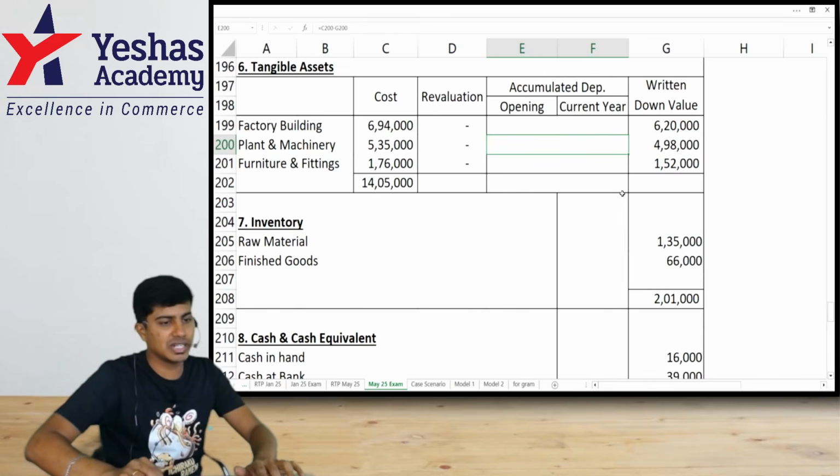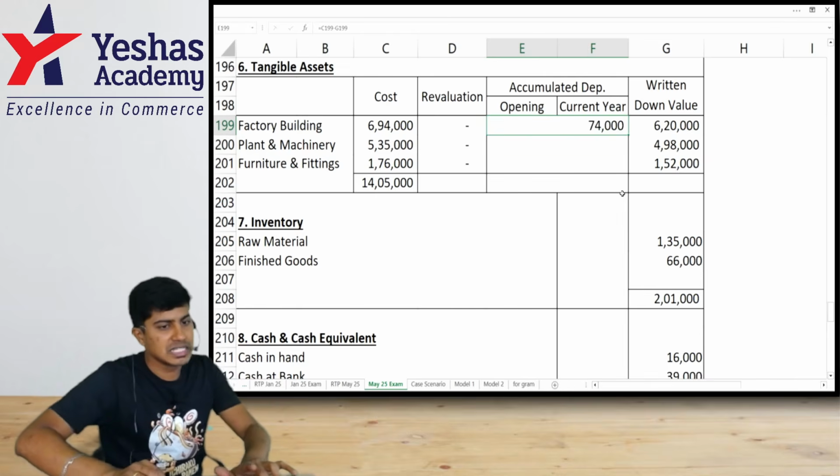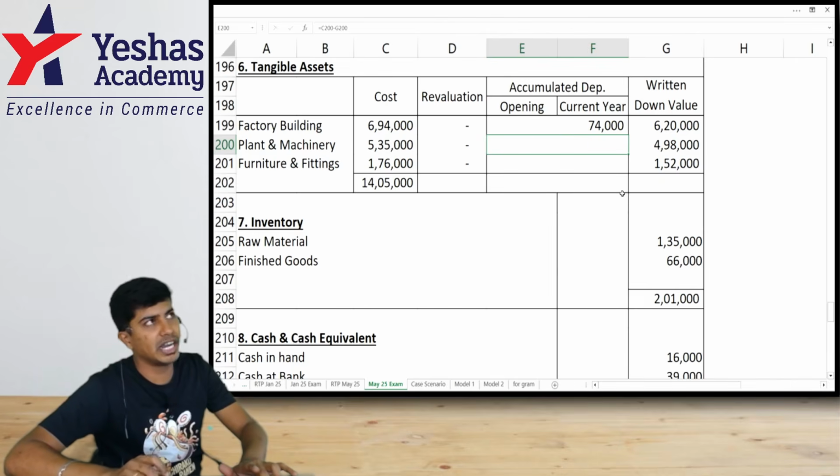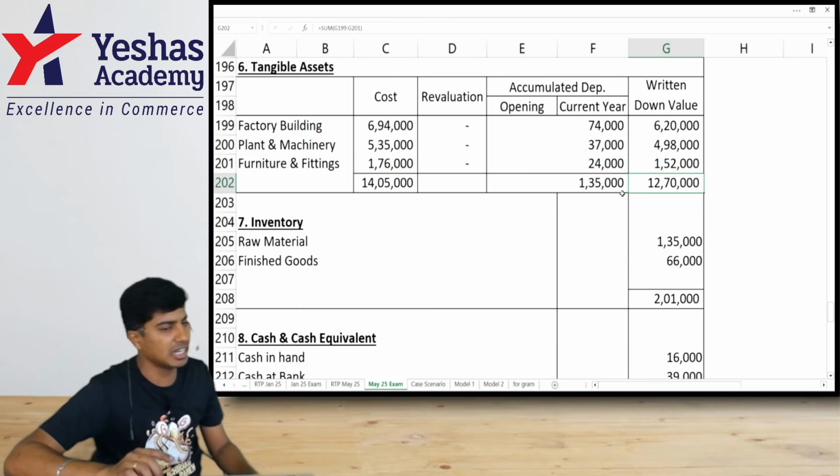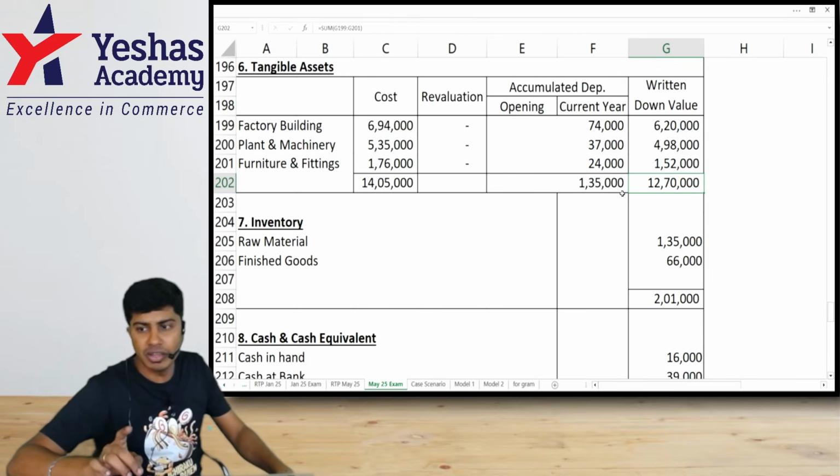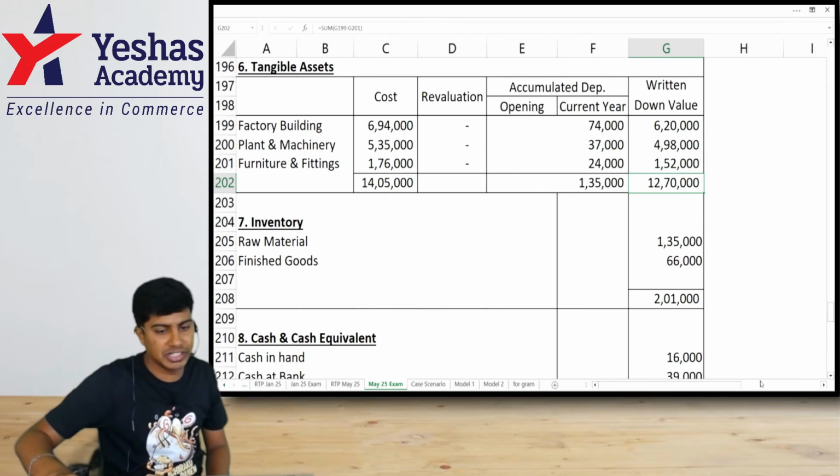What is 694 minus 620? 74. 535 minus 498, 37. 176 minus 152, 24. If you add all of them together, 1,35,000 is the accumulated depreciation. 12 lakh 70 is WDV. 12 lakh 70 WDV will go to the balance sheet.